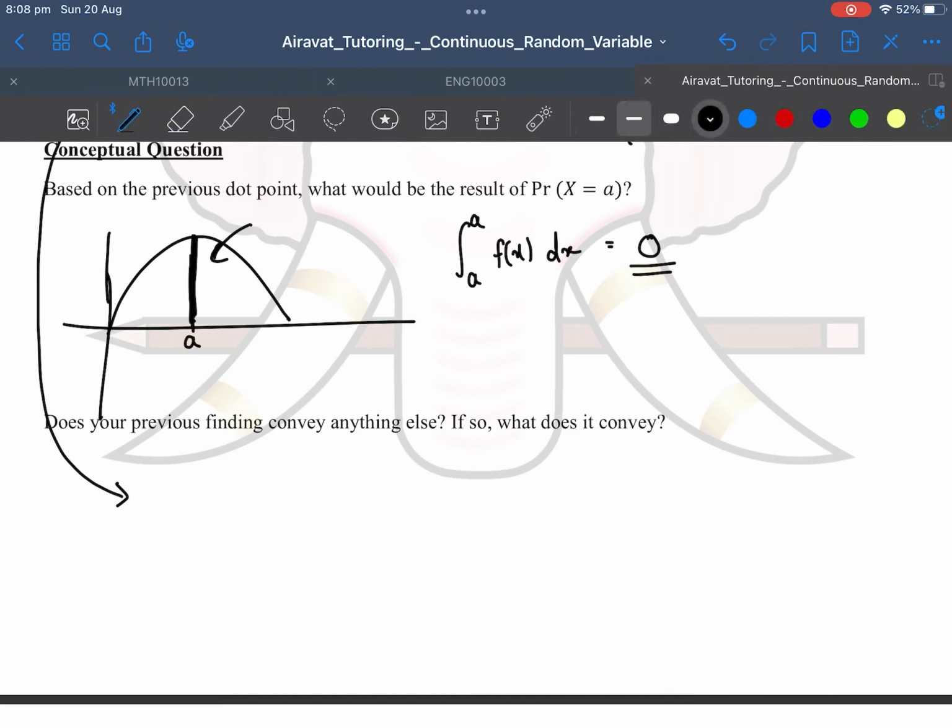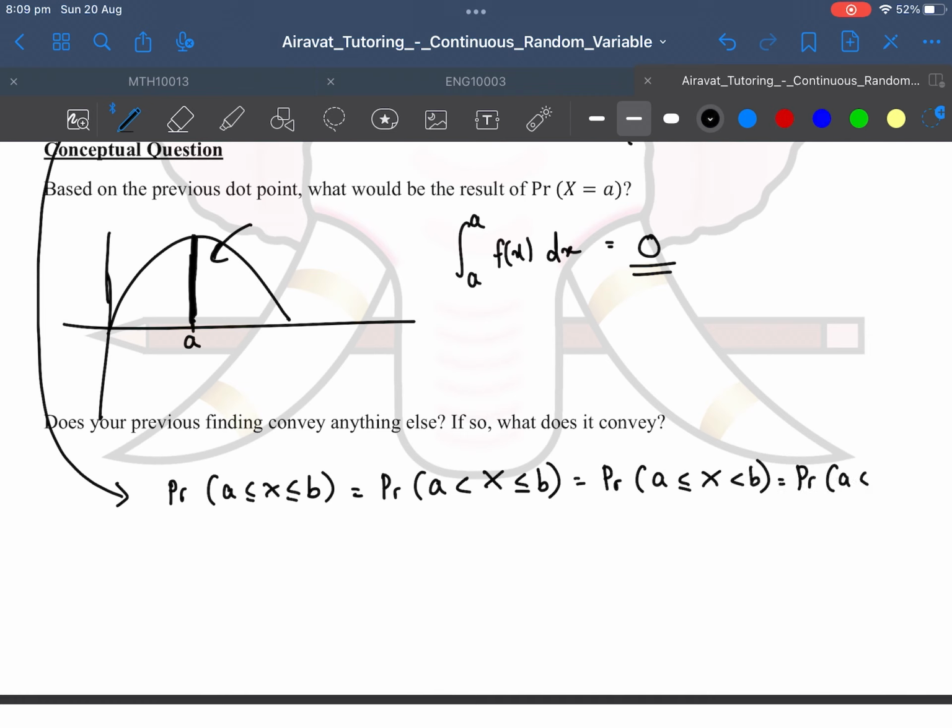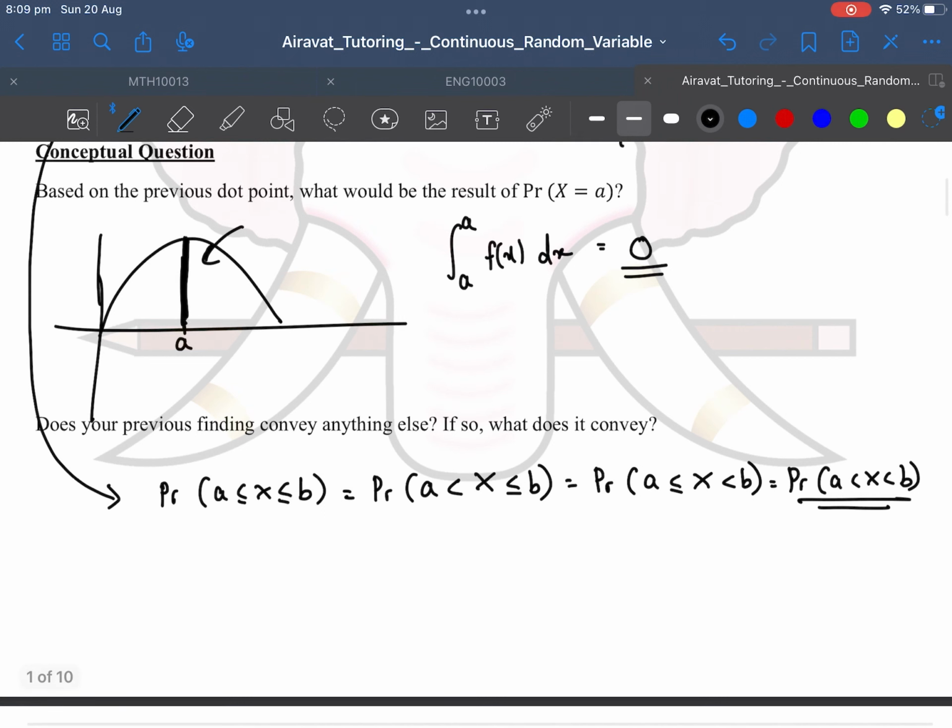So it does convey something, which is that the probability of a less than or equal to x less than or equal to b is the same as the probability of a less than x less than or equal to b, which is the same as the probability of a less than or equal to x less than b, which is also the same as the probability of a less than x less than b. I hope that made sense, because it does not matter if you include the endpoints or not. The integral is going to calculate the area between those endpoints. It cannot calculate the area at the specific endpoint because that is just going to be 0, as we saw in this example, that at a it's going to be 0 and at b it's going to be 0. So it's irrelevant.